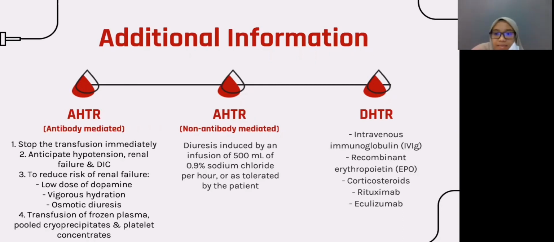Lastly is the delayed hemolytic transfusion reaction. This treatment will be provided to the patient either alone or in combination, and includes intravenous immunoglobulin, recombinant erythropoietin, corticosteroid, and rituximab for patients who have developed alloimmunization after DHTR, so it will prevent further alloimmunization. And lastly, eculizumab for some life-threatening episodes.